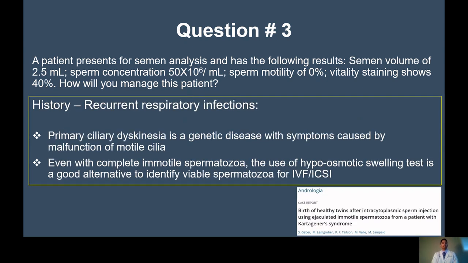So again, in these patients, an important history and physical exam is important. In this particular situation, the history elicits recurrent respiratory infections. So in a male with recurrent respiratory infections and immotile sperm, the likely diagnosis is primary ciliary dyskinesia. This is a rare genetic disease with symptoms caused by malfunction of motile cilia. However, even with completely immotile spermatozoa, the use of the hypoosmotic swelling test is a good alternative to identify which spermatozoa may be viable for IVF ICSI.